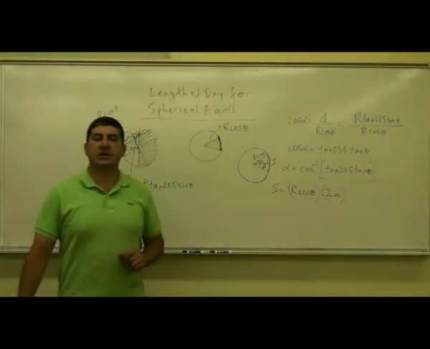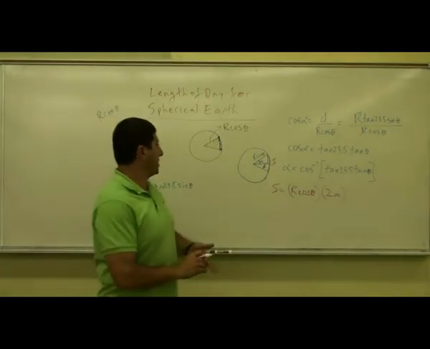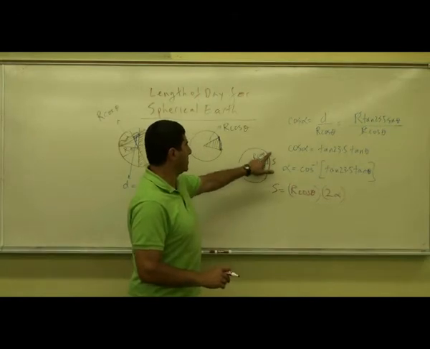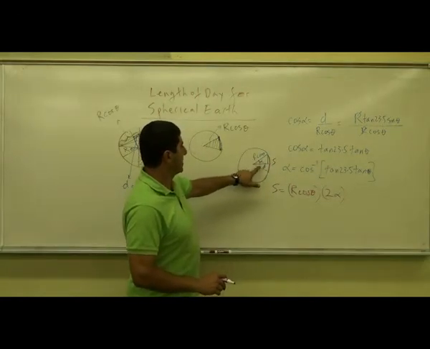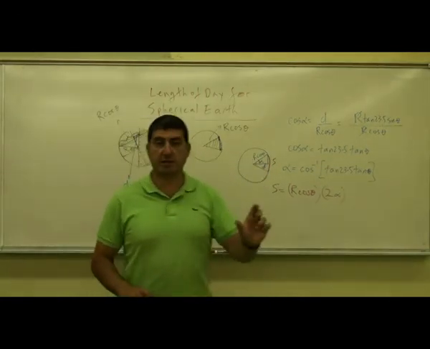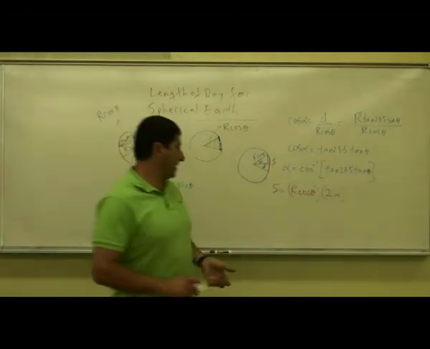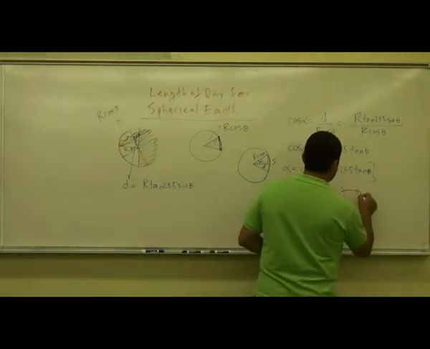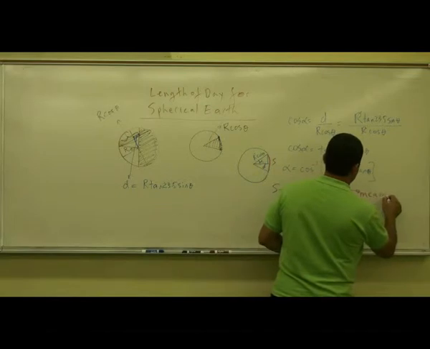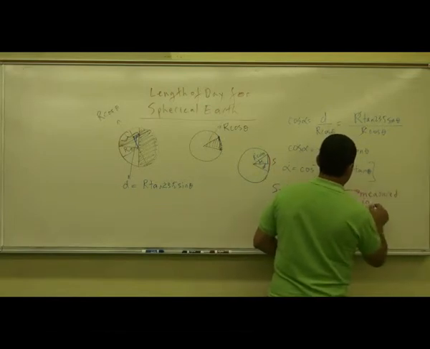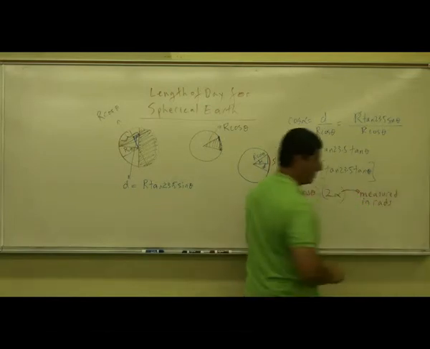Right? Where do we get that? Well, from geometry. Any arc length of a circle is equal to its radius times the subtended angle, but you have to measure that in radians. Okay?